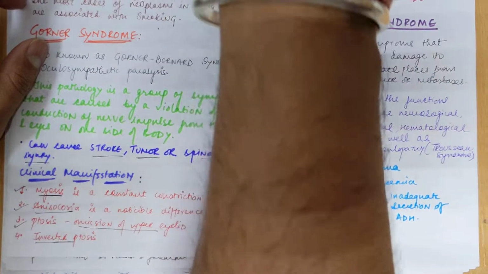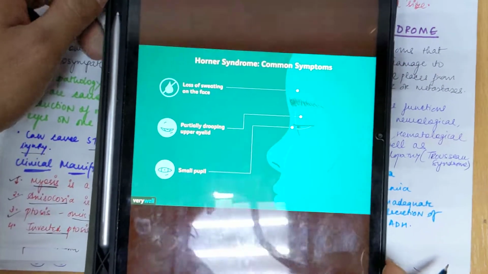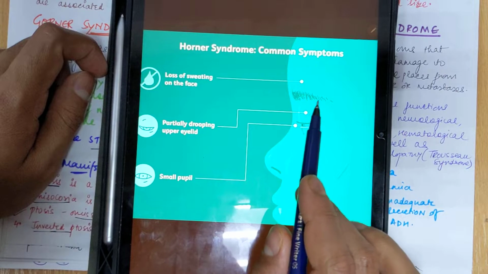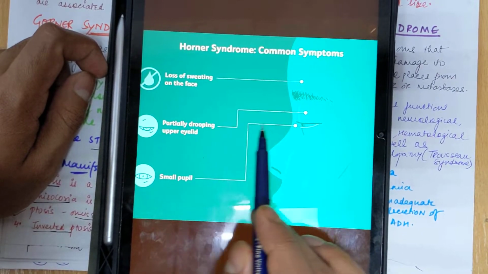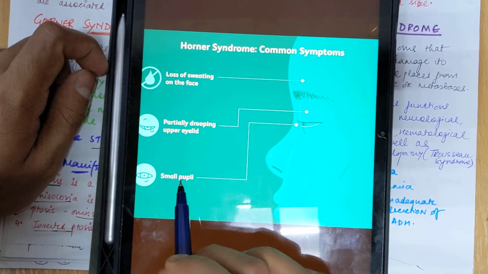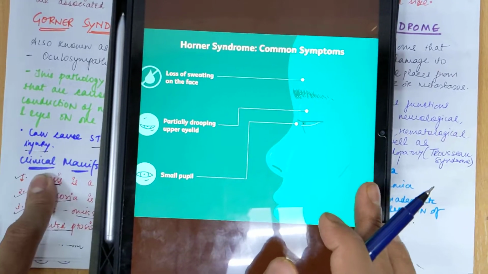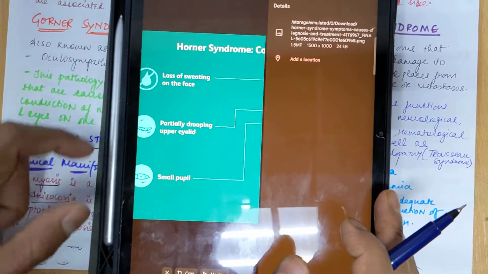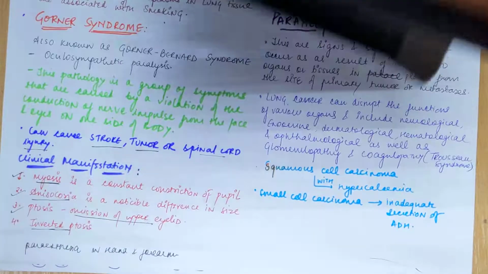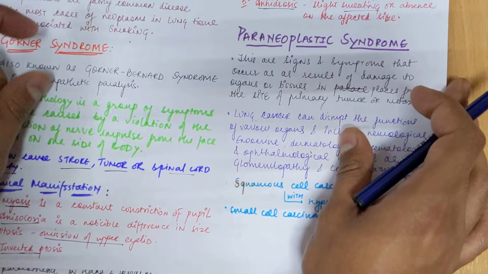Okay, so this was your Horner syndrome. Common symptoms, as I told you, you can see in this image also. This is the loss of sweating on the face. This first symptom, partial drooping of the eyelid. You can see the eyelids are drooped and the pupil will be small. As I told you, miosis, constriction of the pupil. So that is the meaning of small pupil here. These are the common symptoms you will see in patients with Horner syndrome.